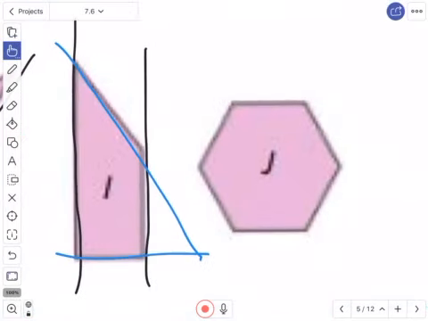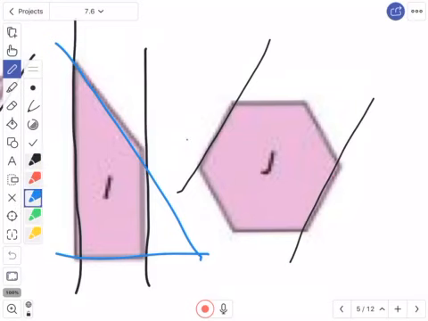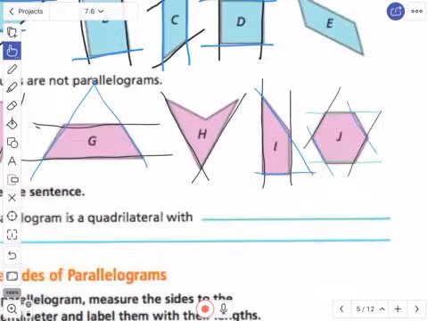Now, this hexagon here has six sides. And you think, ooh, but that's a parallelogram. It has parallel sides, but it's not a parallelogram because count this. Okay, that's 1 pair, 2 pairs, and 3 pairs. A parallelogram only has 2 pairs of parallel lines.